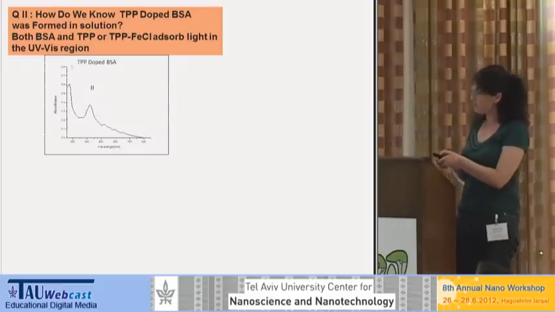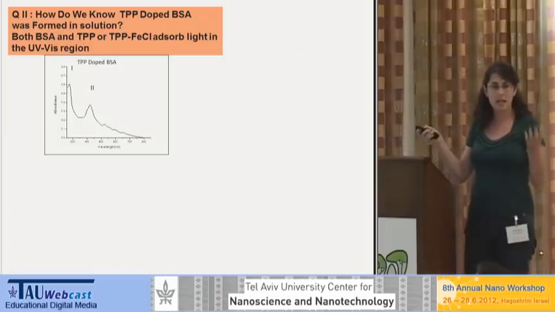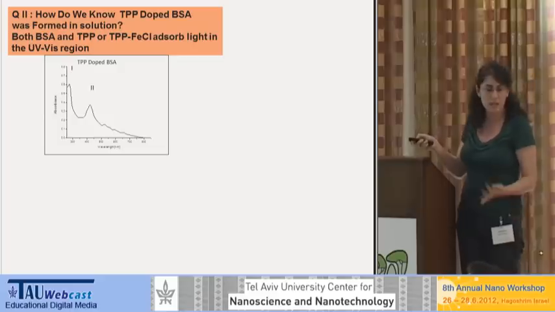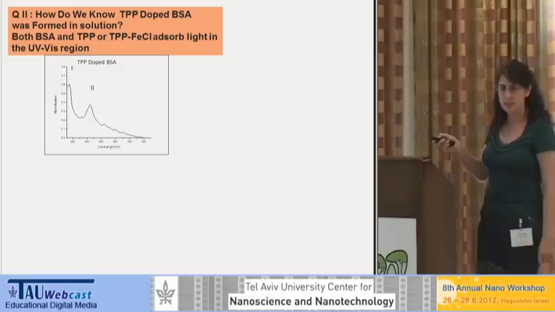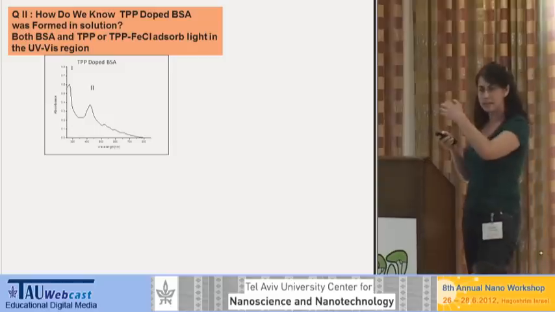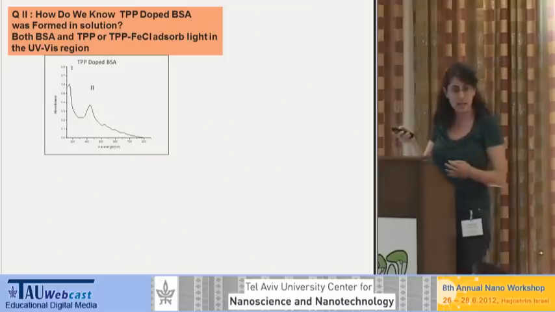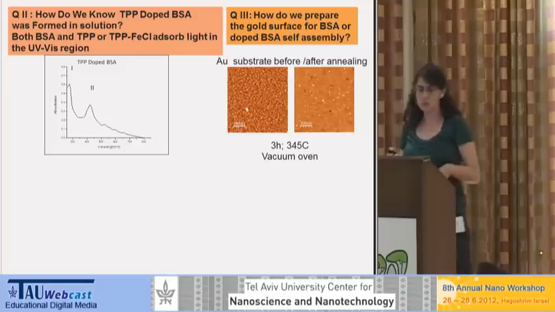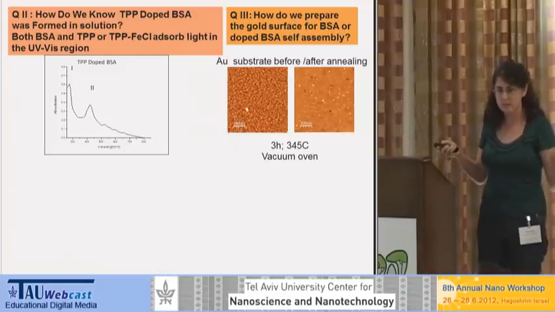Both bovine serum albumin and tetraphenylporphyrin absorb light in the UV-Vis region, and what we see here is absorbance versus wavelength in solution of aromatic residues in BSA and the highly conjugated tetraphenylporphyrin. So we can distinguish between these two entities in our solution and actually know that we prepared our doped bovine serum albumin. But we do not want to work in solution. We go towards making electronic devices.